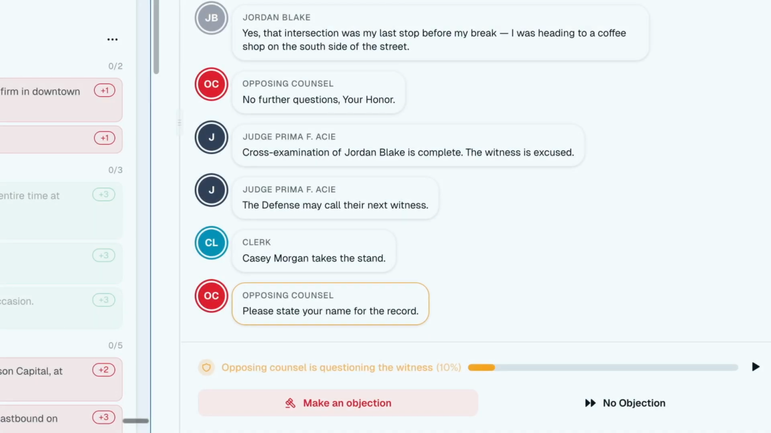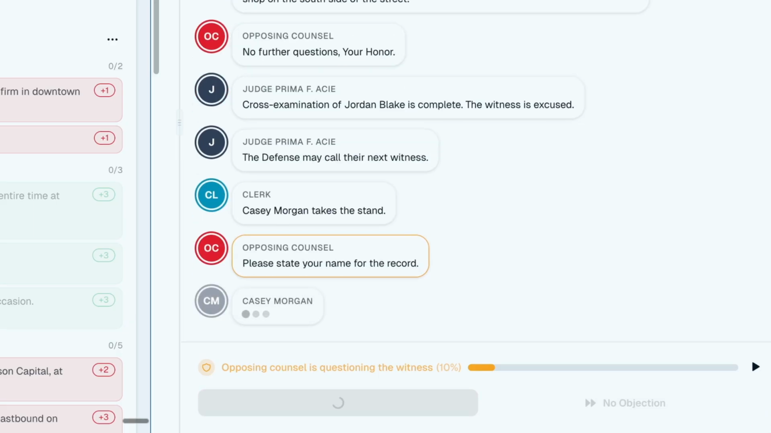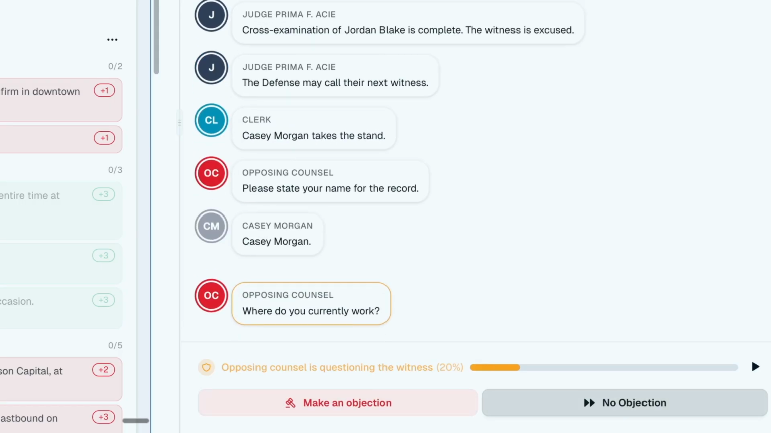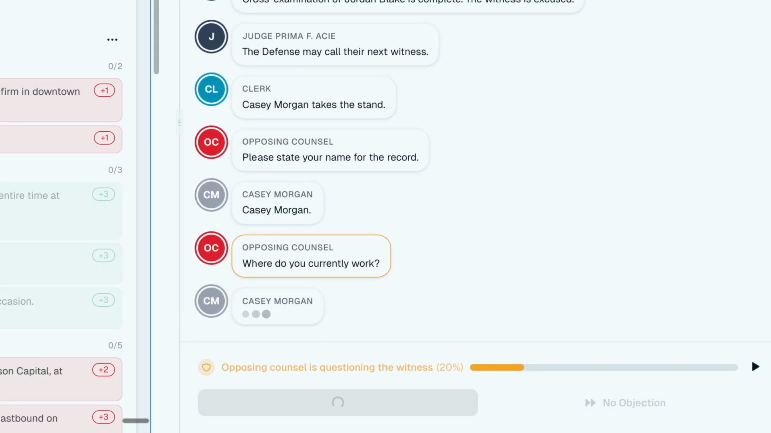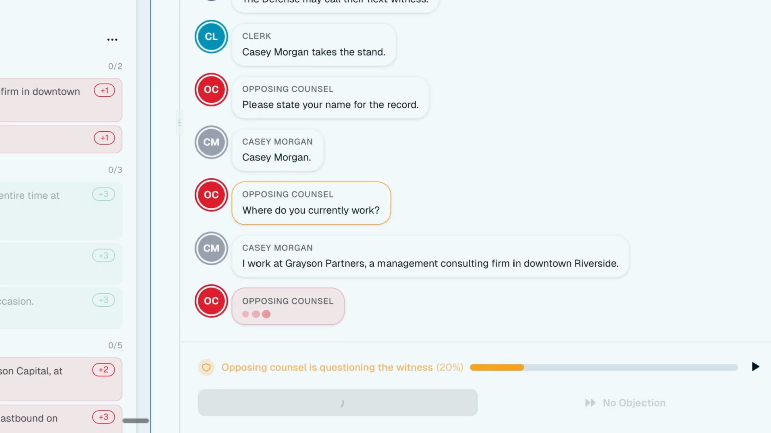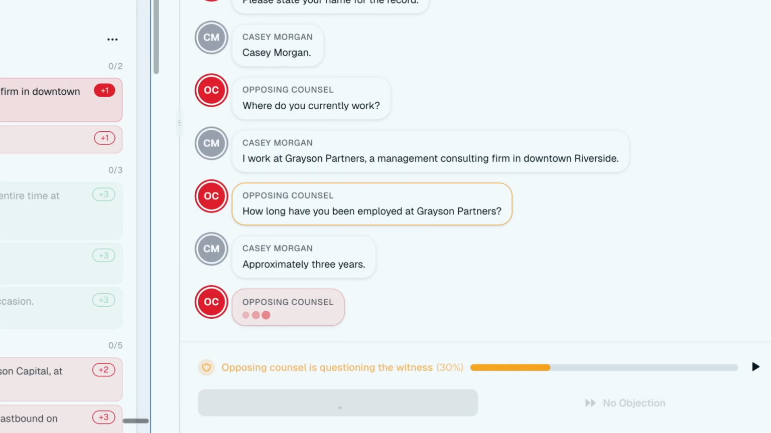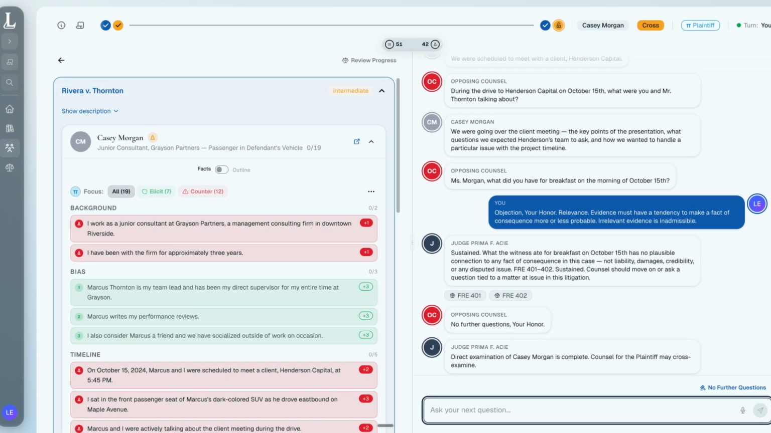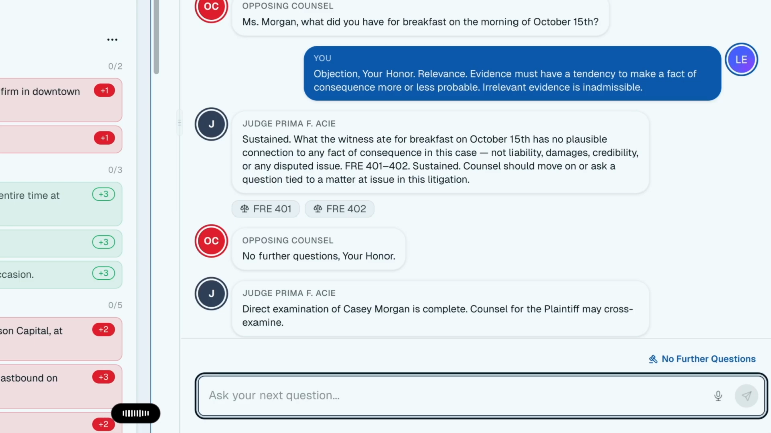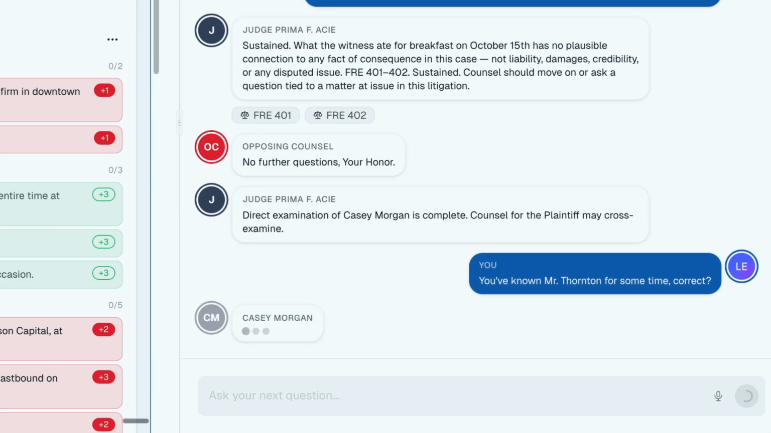With opposing counsel's cross-examination complete, the plaintiff rests and moves to phase 2 of this trial, the defense's case in chief. The defense calls their sole witness, Casey Morgan, a passenger in the defendant's car who claims that the light was yellow when the defendant entered the intersection. As opposing counsel conducts direct examination, I'm still in objection mode. After opposing counsel's direct examination, I'm back on my feet, this time to cross-examine the defense's witness by undermining the narrative that opposing counsel just elicited.